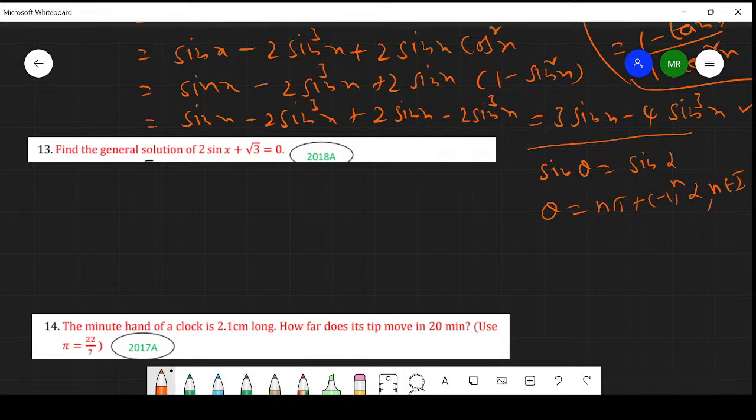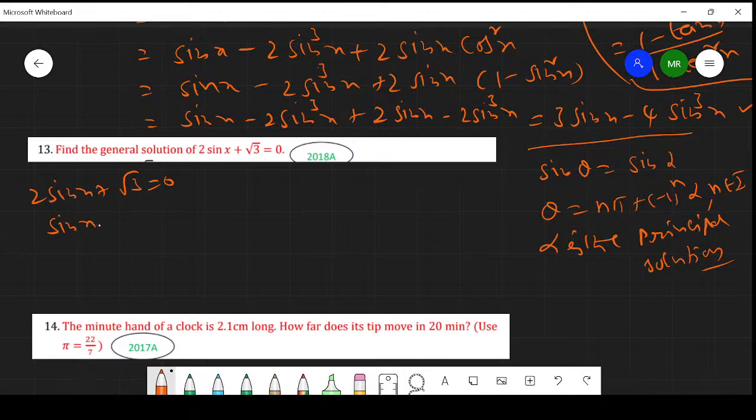When sin theta equals sin alpha, theta equals n pi plus (minus 1) whole power n into alpha, n belongs to I. This is the general solution, where alpha is the principal solution, or principal value, in the case of sine. Say I got here 2 sin x plus root 3 equal to 0. It comes sin x is equal to minus root 3 by 2.